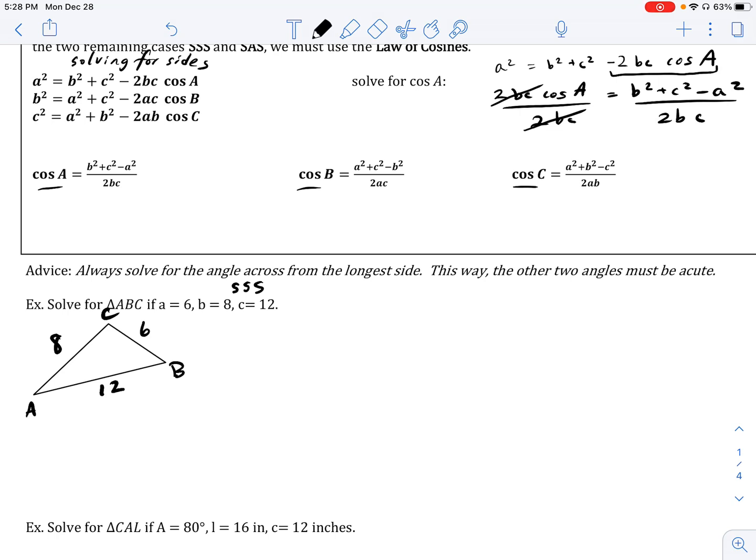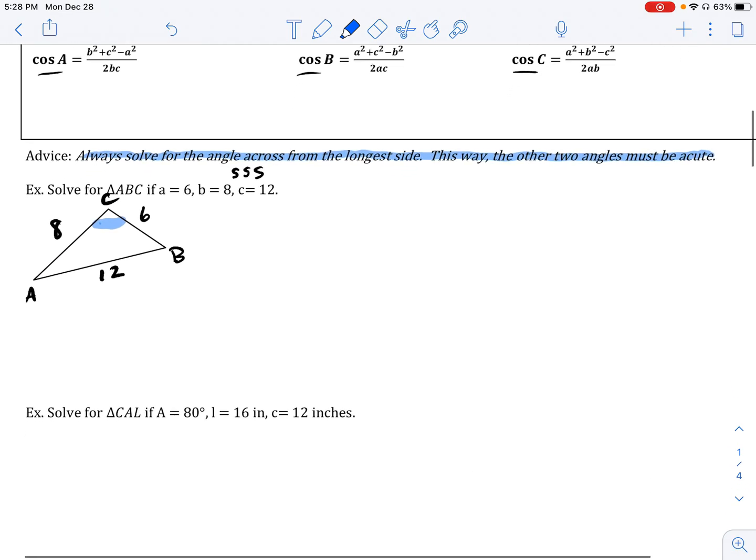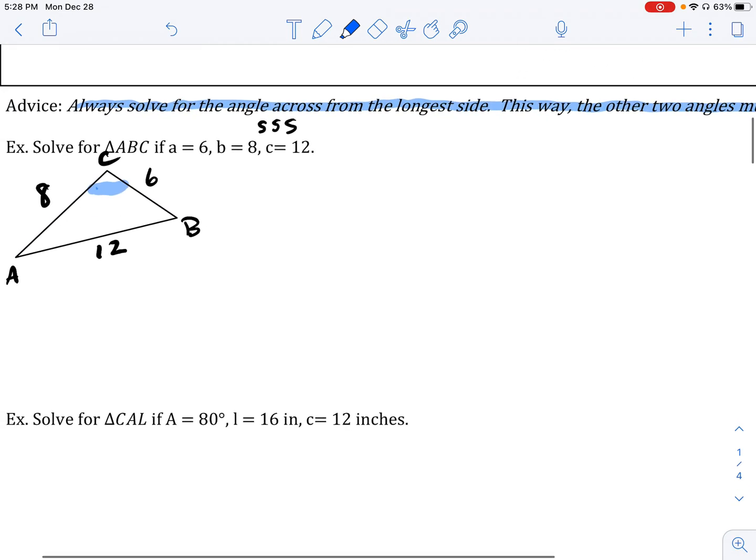So now that we know that it's an SSS case, I know to use the law of cosines and not the law of sines. Now, right above, I've actually written out some piece of advice that I want to highlight literally for you all because I think it's that important. What it says here is to always solve for the angle that is across the longest side. So in this problem, I would want to solve for angle C first. And the reason why I advise that we do that is because if we solve for the longest or the largest angle first, that's going to ensure that the other two angles, I should say, are smaller.